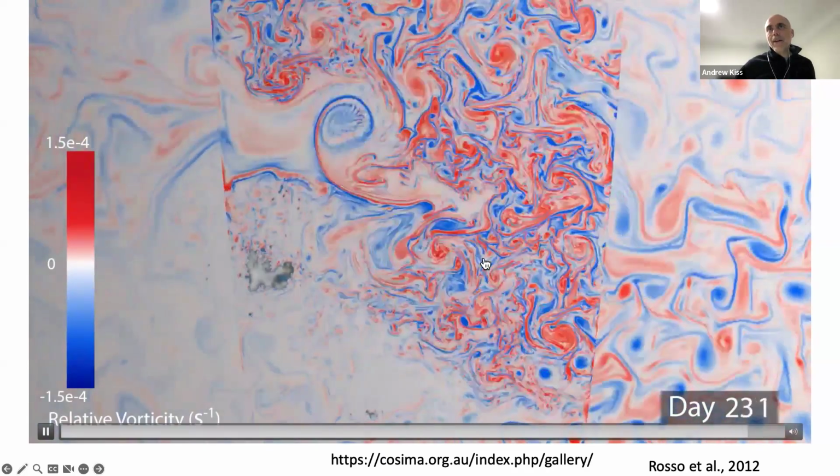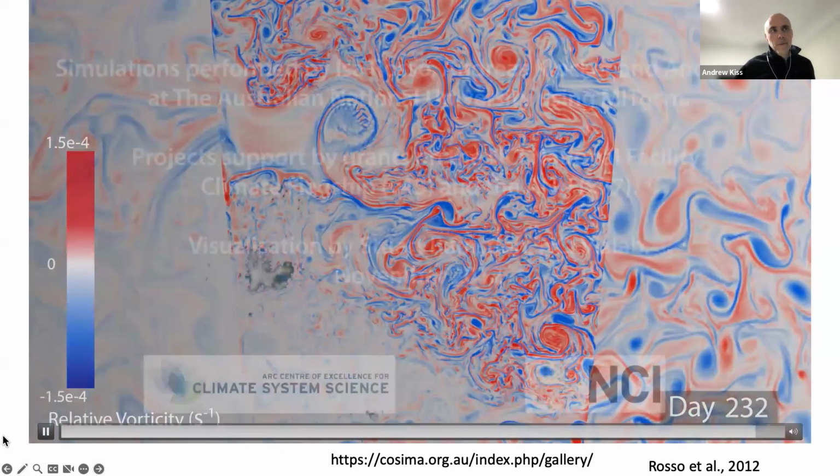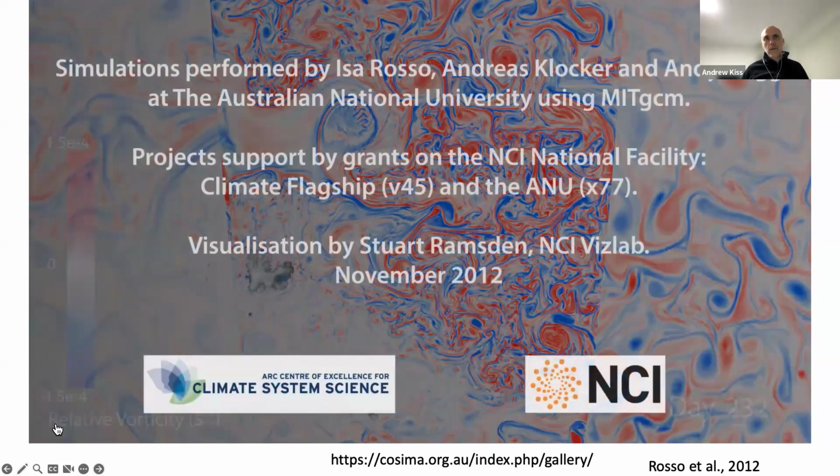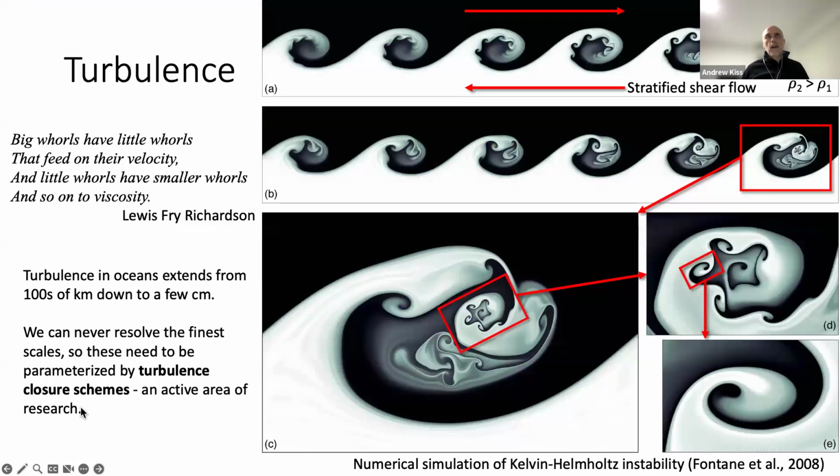So this is geophysical turbulence. This is the turbulence that you get in the ocean. Now, I just want to quickly touch on that because it's one of the key difficulties with ocean modeling. So turbulence happens essentially when you've got instabilities that feed on themselves at different scales. So this is one example of a turbulent cascade, I suppose.